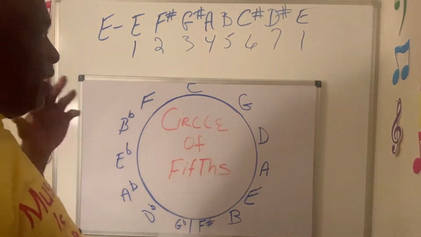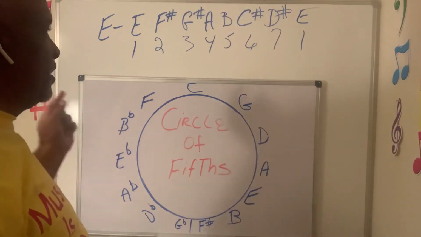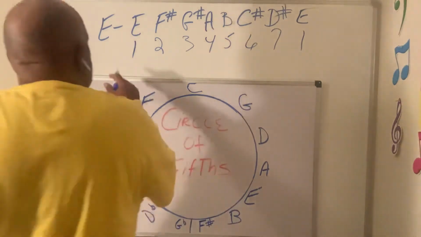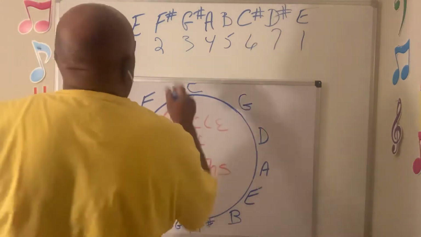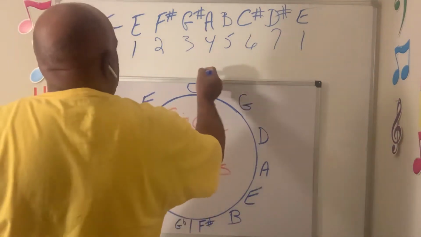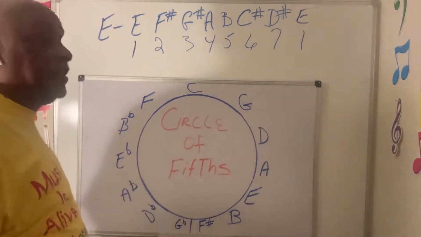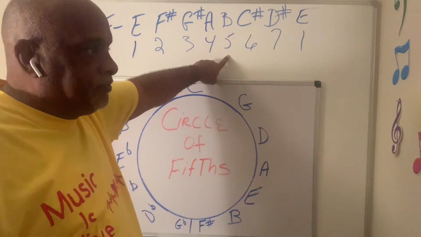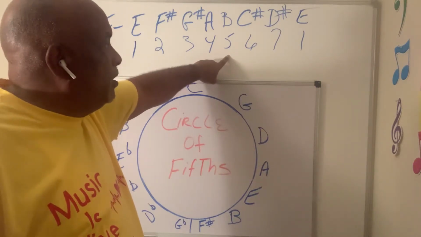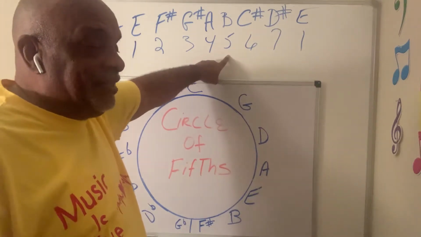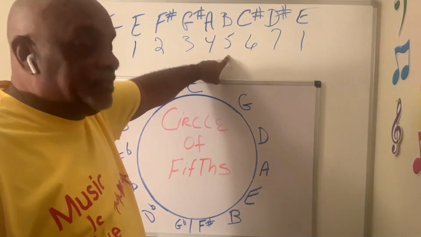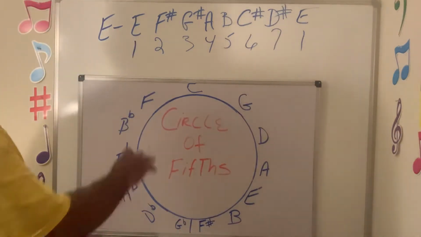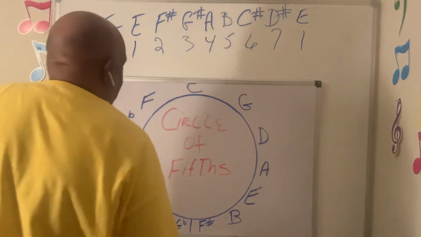All right, so now what's the 5 of the key of E? Let's look at it. E is the 1, F sharp is the 2, G sharp is the 3, A is the 4. So the 5 of the key of E major is what? B. All right, the 5 of the key of E major is what? B.